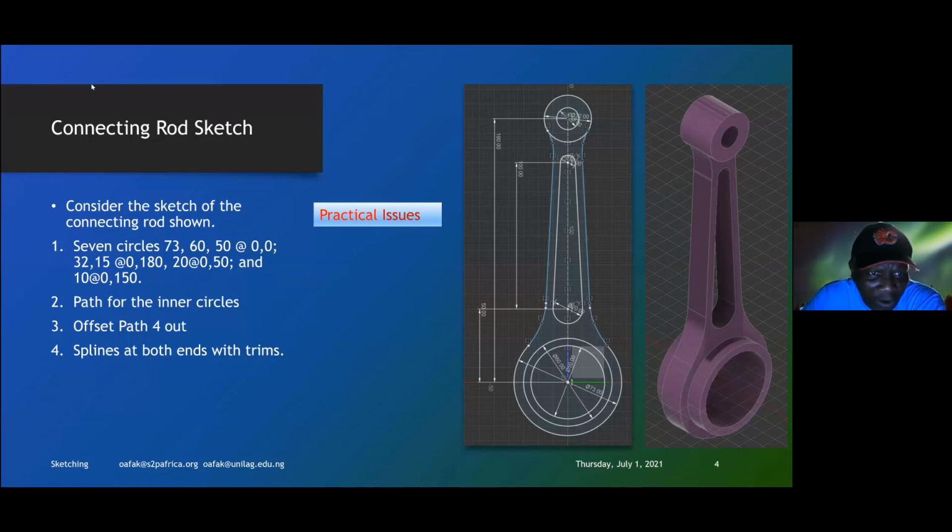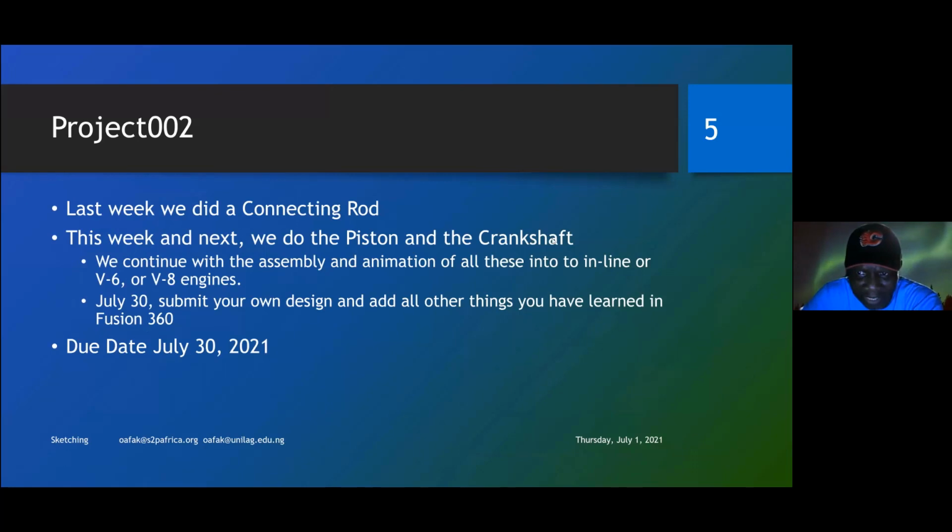So this is the assignment, and this assignment you have up till July 30. You have 4 full weeks to work on this assignment. For this week and the next, we'll do piston and probably the crankshaft. We'll do those two. We continue with the assembly and animation of this into inline or V6 or V8 engines, or even some other interesting engines like aircraft engines. On July 30, we submit your own design and add other things that you have learned in Fusion 360.